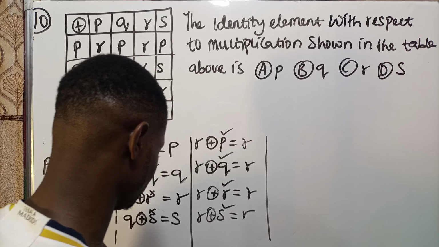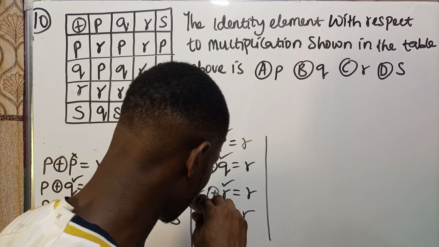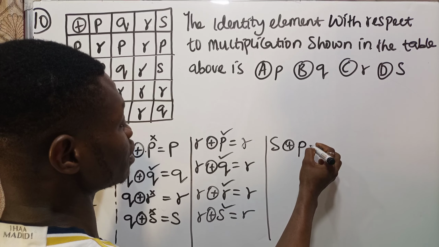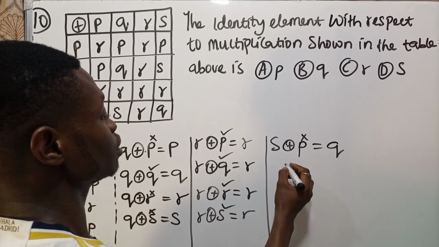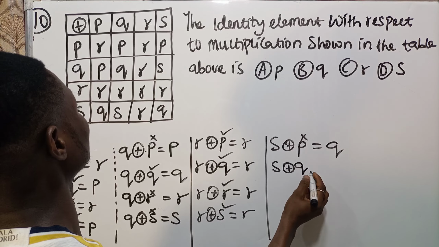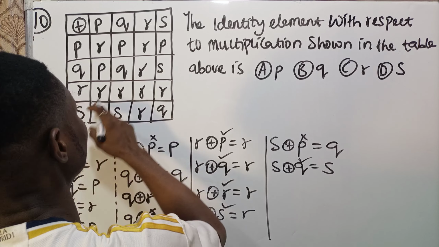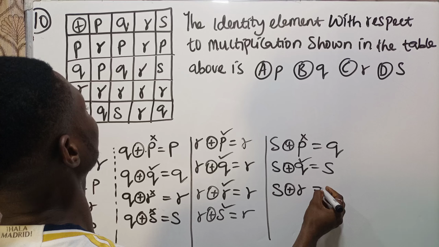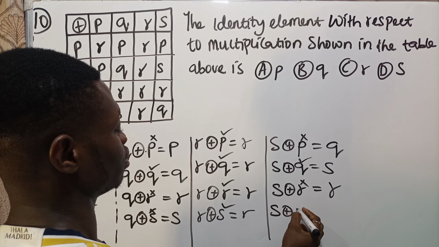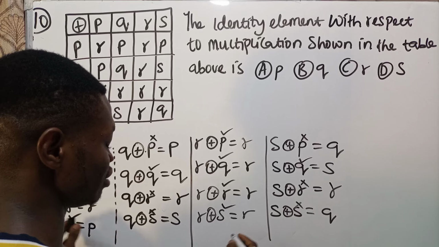And let's move to S. So S operating on P gives us what? Q. Shows that P is not an identity here. S operating on Q gives us S. So it shows that Q is an identity element. S operating on R gives us what? R. So it shows that R is not an identity element. S operating on S gives us Q. So it shows that S is not an identity element.